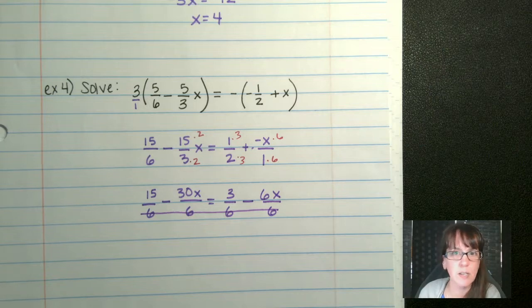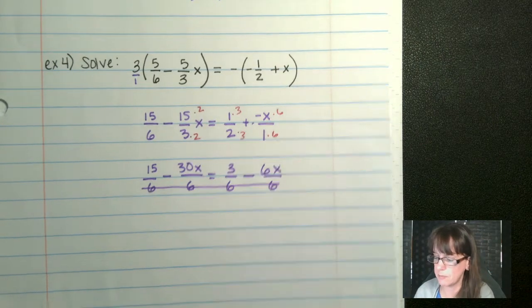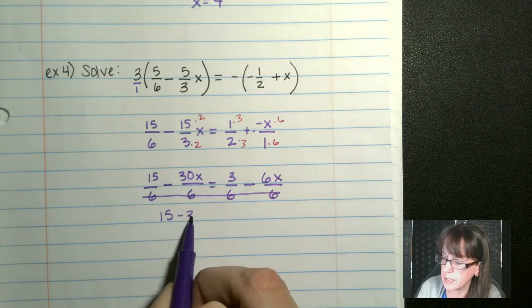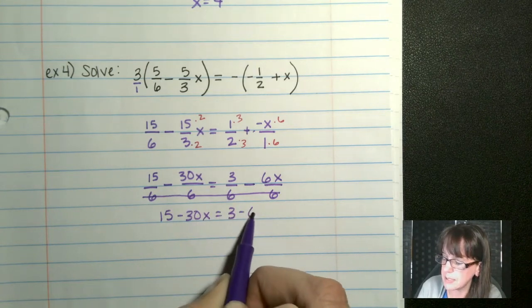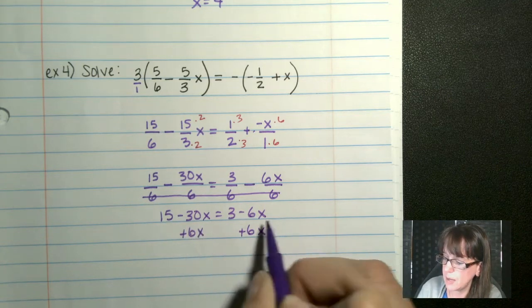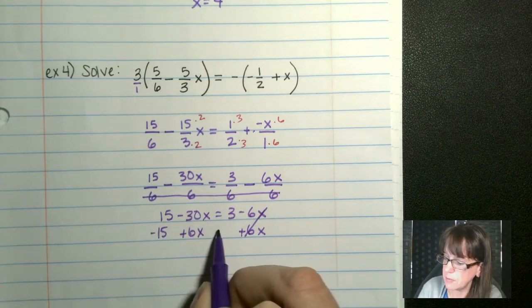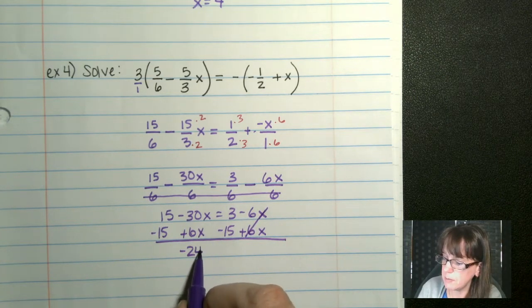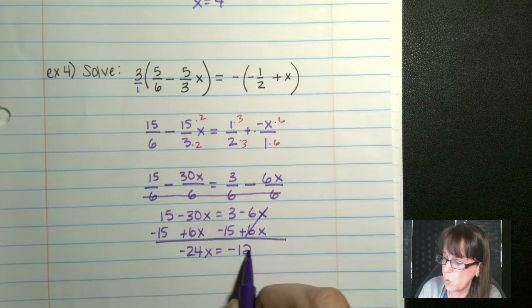Can't do that if it's an expression. You can only do it if it's an equation. So don't come for me if you do that. So cross all those out. I'm left with 15 minus 30x equals 3 minus 6x. I'm going to add 6x to both sides. And then I'm also going to subtract 15 from both sides. And so that leaves me with negative 24x equals negative 12.